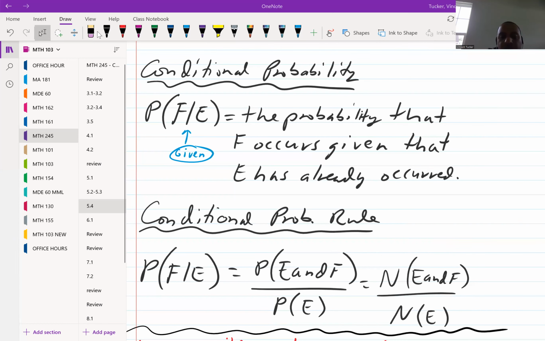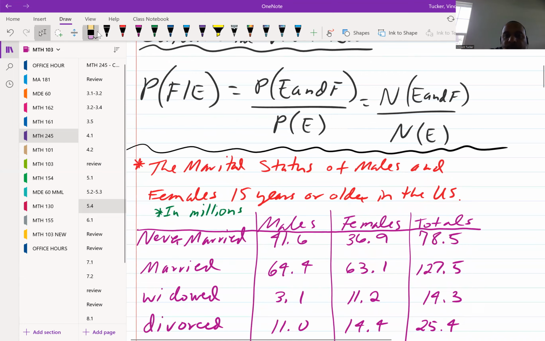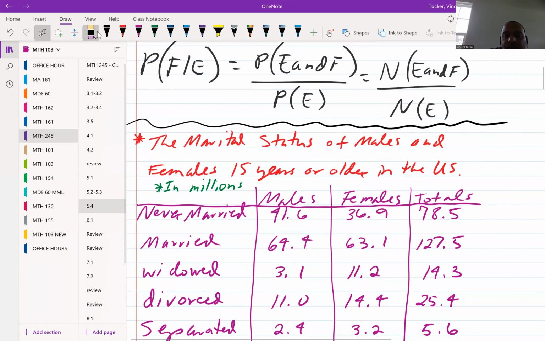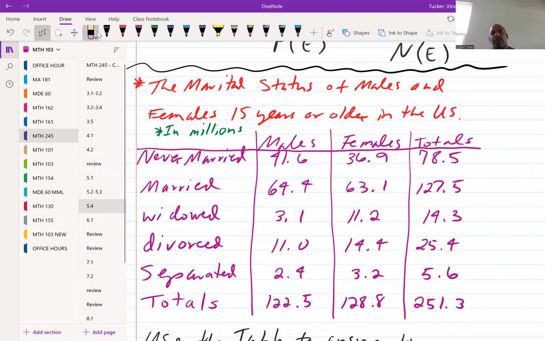All right, scrolling up. So we have a chart here. Everybody holding on to the formula? All right. So this is the marital status of males and females 15 years or older in the US, in millions. So categories, as far as marital status, we have never married, married, widowed, divorced, separated. Then on top, you see males, females. Of course, we have totals in both cases. So I'll give you a chance to write that down.